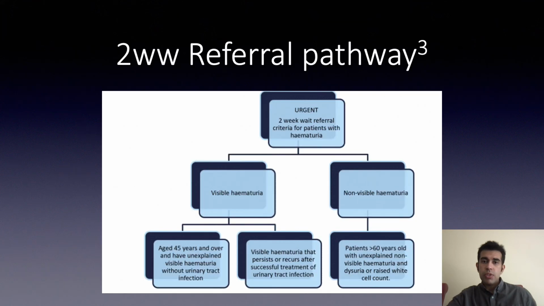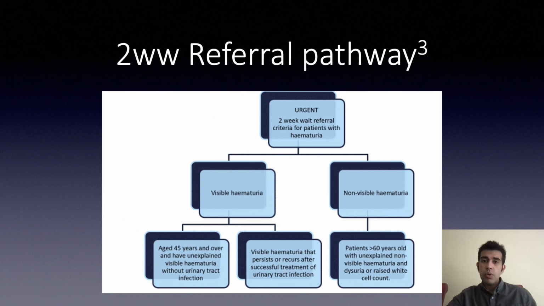So of course, hematuria is a very serious incident to occur clinically. And the NICE guidelines have a fantastic way of differentiating how we refer onwards. A 2-week wait referral is needed for patients with hematuria if it's visible and the patient is 45 years or over, and they don't have a cause for their visible hematuria, such as infection. Likewise, visible hematuria that persists or recurs after successful treatment of a urinary tract infection also needs further investigation by the urological team.